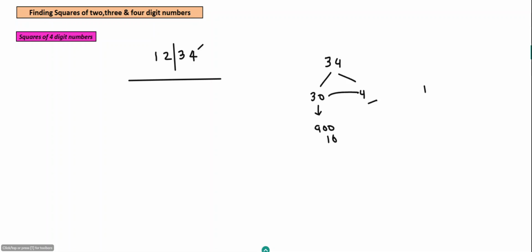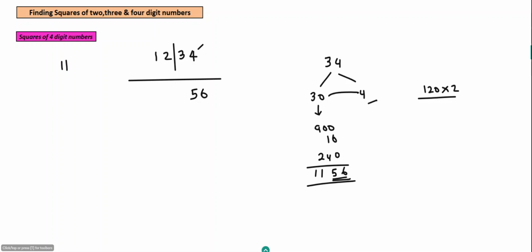Multiply these two, which will be 120, and then double it. So it will be 240. And when we add, we get 1156. That is the square of 34. But we will write only the two digits, that is 56, in our answer, and then take the 11 as carry. I will write down here.